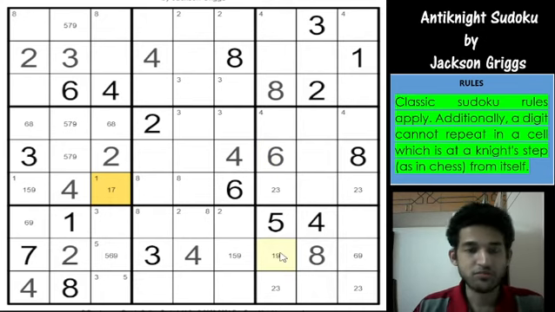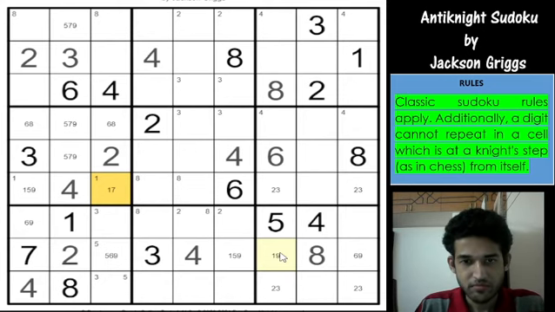A really smooth Sudoku, guys. Such an enjoyable Antiknight Sudoku. One of the better ones that I've solved in quite a while. So let us continue the Sudoku now.